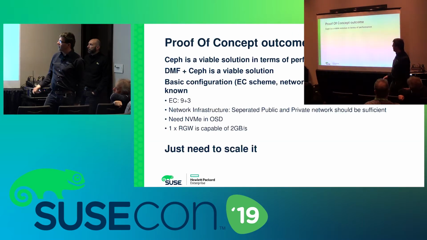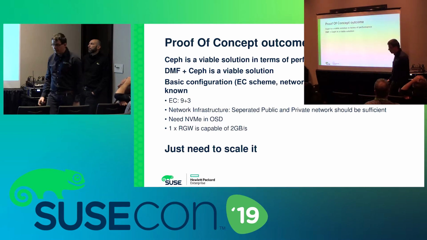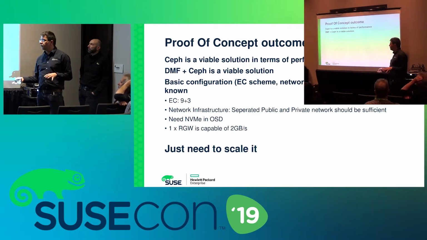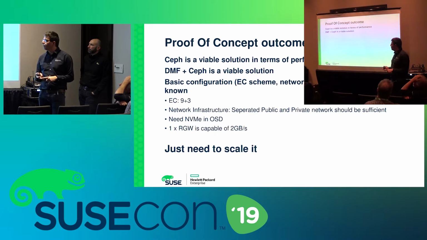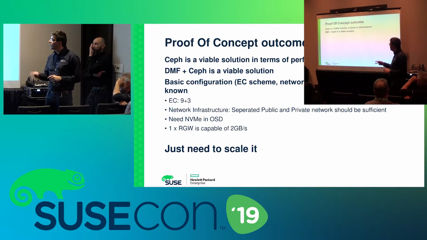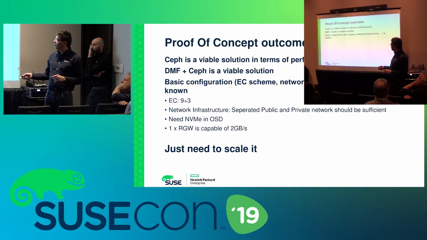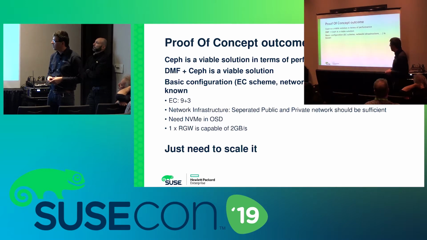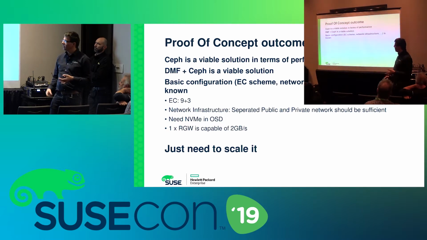Okay, so what we learned during this first POC, first of all, is that we're now sure that Ceph, or SUSE Enterprise Storage, was a viable solution, okay? With a very small solution, we're able to achieve 7 gigabytes per second on CephFS, and 4 gigabytes per second with 1 Rados gateway. So we could achieve something around 8 gigabytes per second if we wanted to go there. DMF on Ceph was also a viable solution, okay? So we found some limitations in DMF, but still, the 10 gigabytes per second were achievable, okay? We also had the basic configuration.